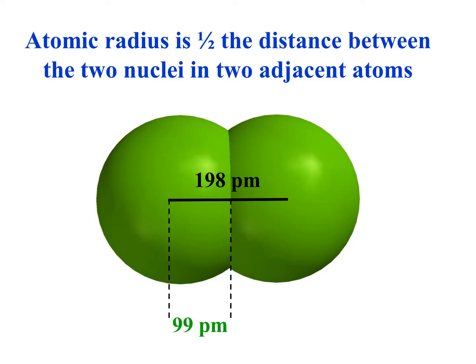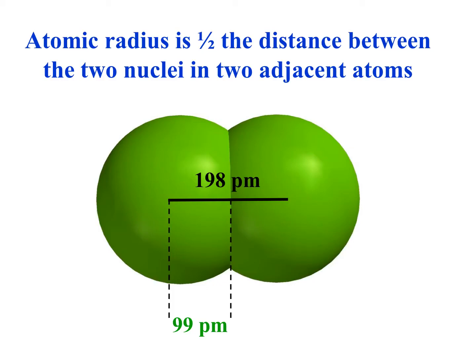So atomic radius is half the distance between the two nuclei in two adjacent atoms. When we determine the radius, we can't actually just look at a single atom, because remember, there's no well-defined wall of an atom. It's just where we'll see higher densities of electrons. And so a much better way to measure it is by looking at the nuclei to nuclei distance between two atoms and then taking half of that for the radius. And so this is how we get the radius of these atoms.